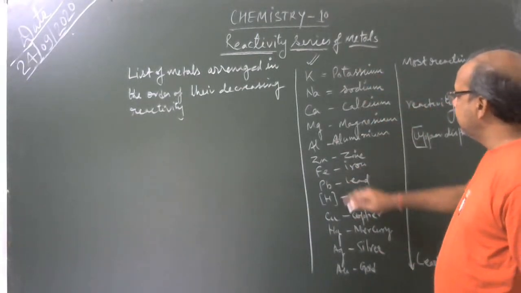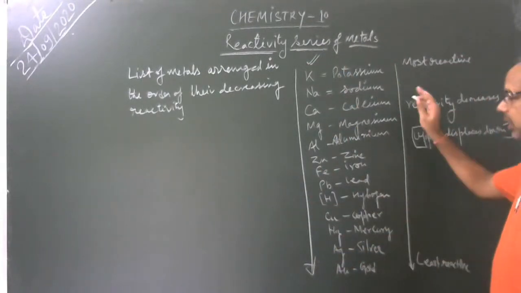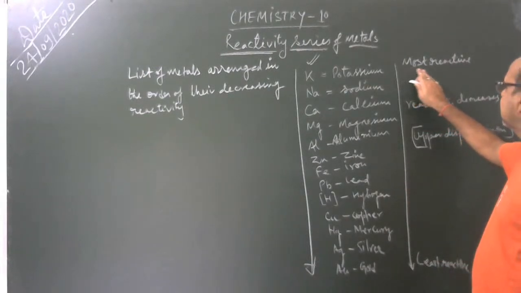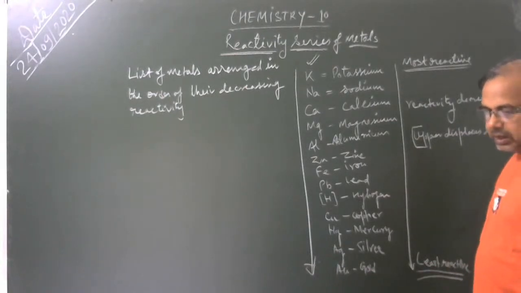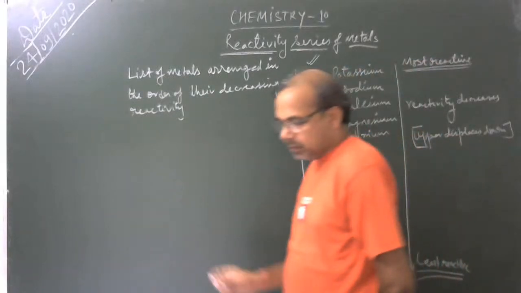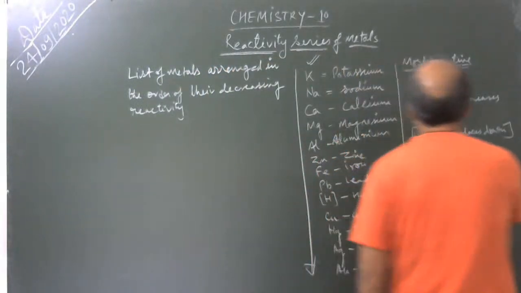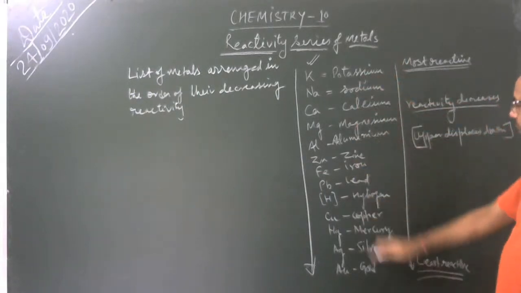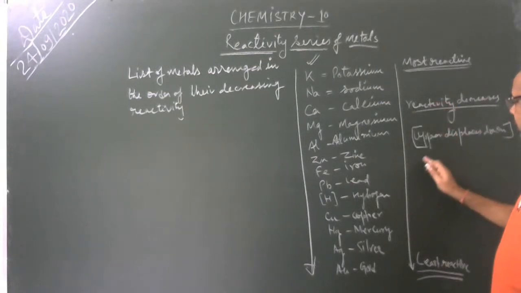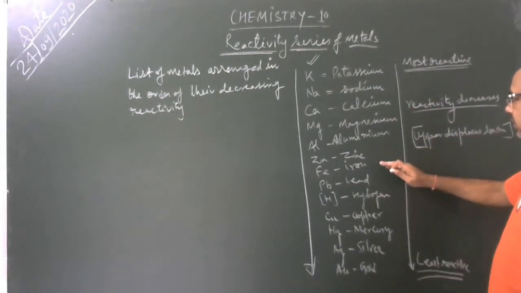So in this series, when you move from top to bottom, their reactivity decreases. The upper side has the most reactive metals, and the downside has the least reactive metals. So here I have written that reactivity decreases as we move from top to bottom. In this case, you can say that the upper side has the metals which are more reactive, and the lower side has the metals which are less reactive.